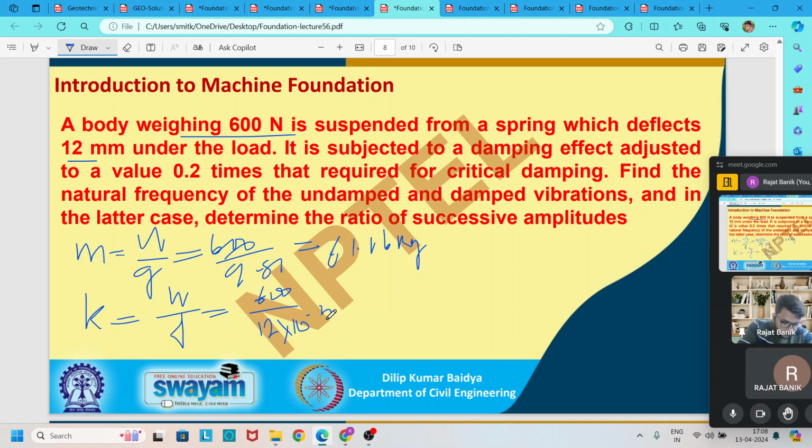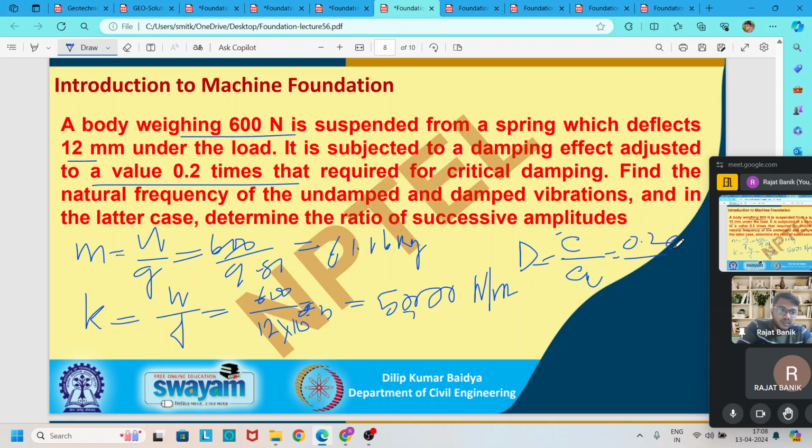600 divided by 12 into 1000, which is equal to 50,000 Newton per meter. Then we have to find out the damping ratio. So we know that damping ratio is C by Cc. So here C is given as 0.2 times Cc, the critical damping. So it becomes 0.2, or we can say 20%. Damping ratio is 20%.